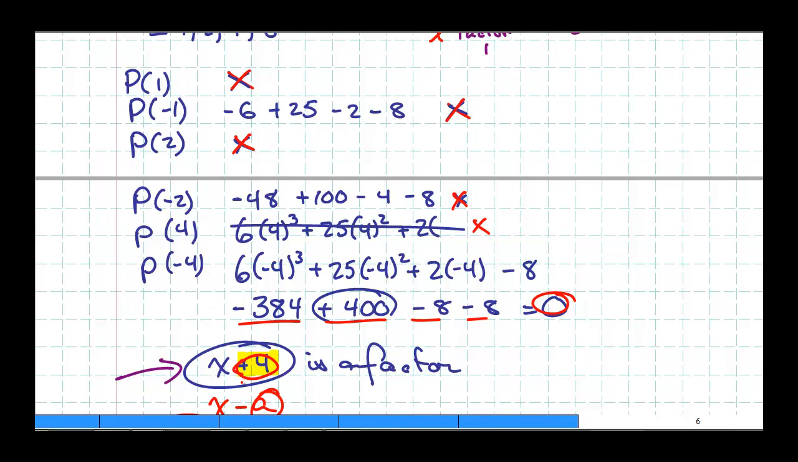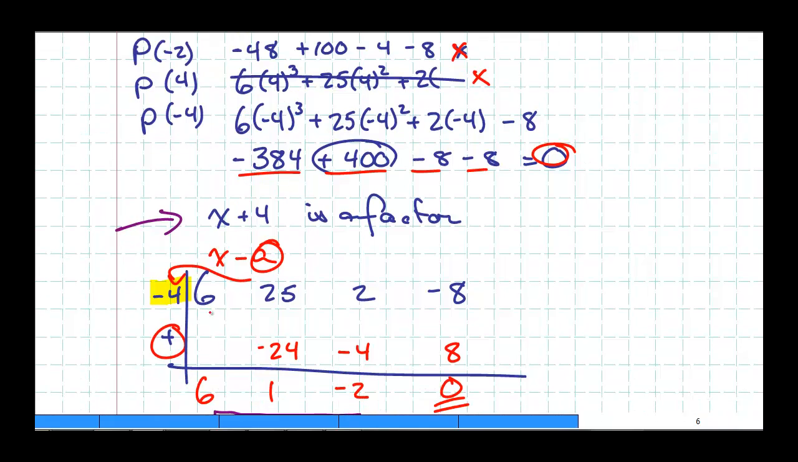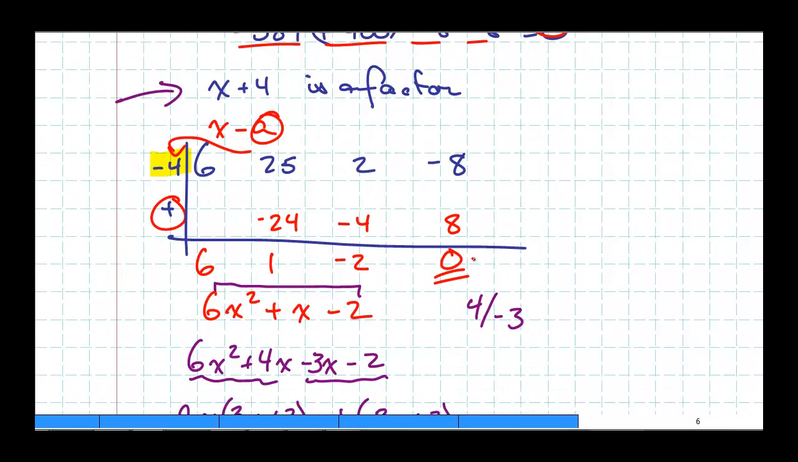That meant that x plus 4 was a factor. There we go. So x plus 4 is a factor. So, with the coefficients and the constant term of that original cubic function, we did synthetic division using -4. So brought down the 6. -4 times 6 was -24, etc. We got a remainder of 0, which is good.